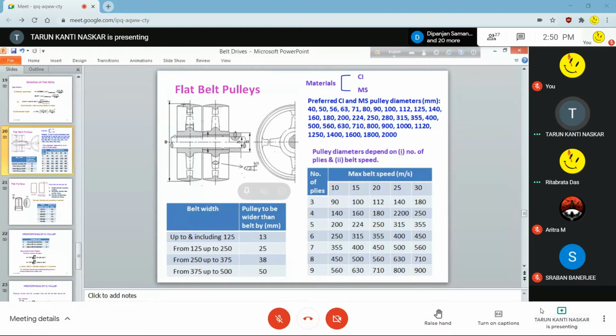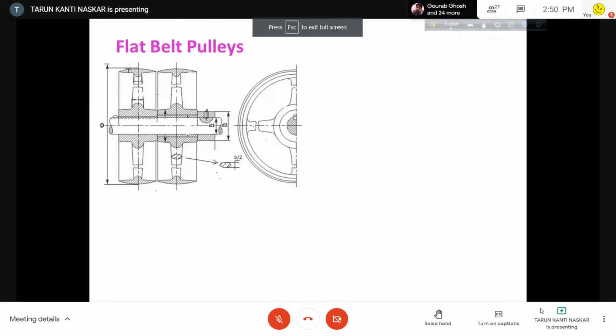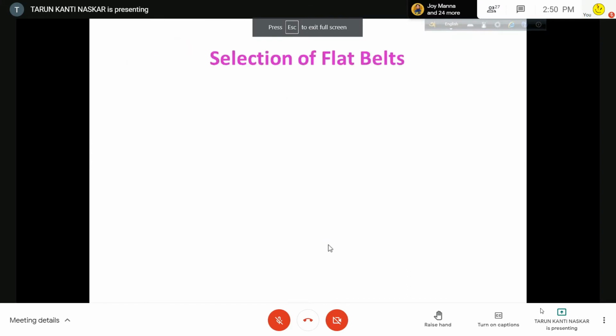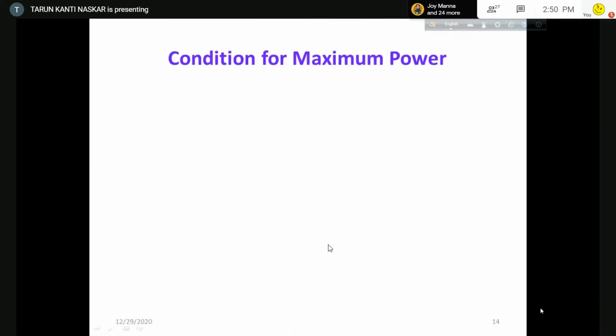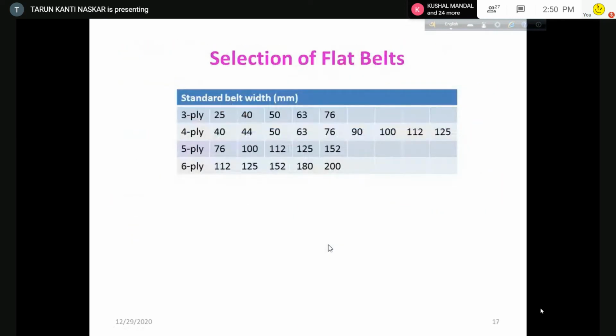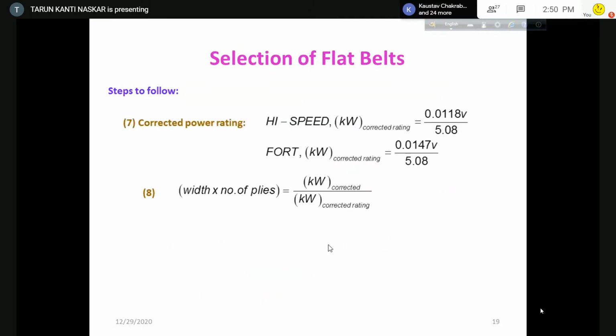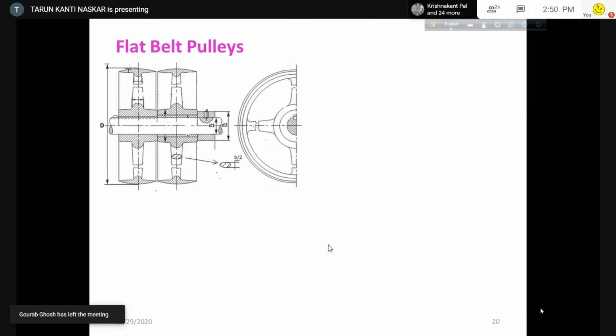Four slides, five, six slides are left. Now these are all very informative things. So I have discussed how to select the flat belts. Now these are flat belts, some details of flat belts. Now the material of the flat belts are CI and MS.